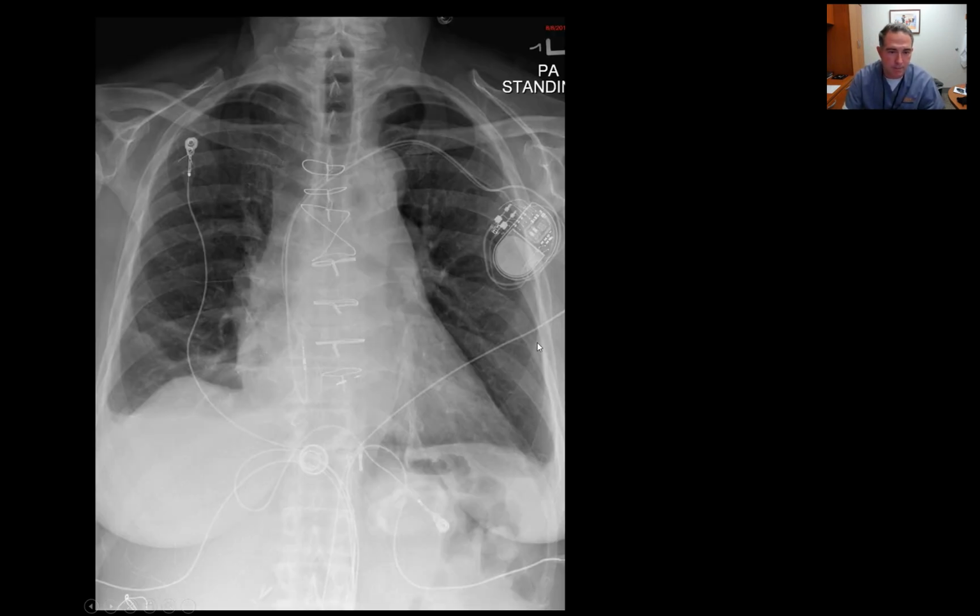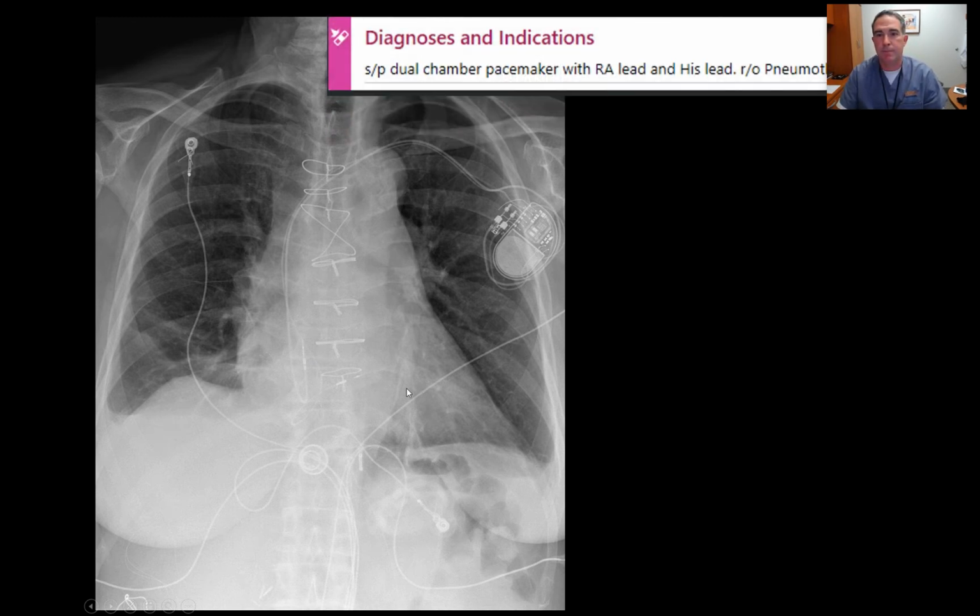This is another defibrillator. The right ventricular lead kind of takes a funny course. Let's see if we have, it looks like it has a funny course. You say, oh, that's strange.